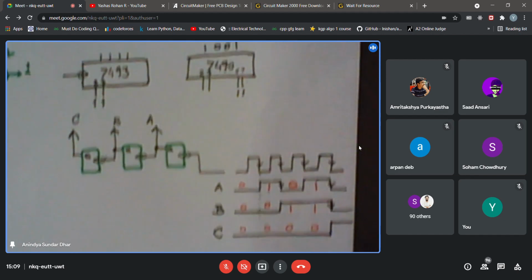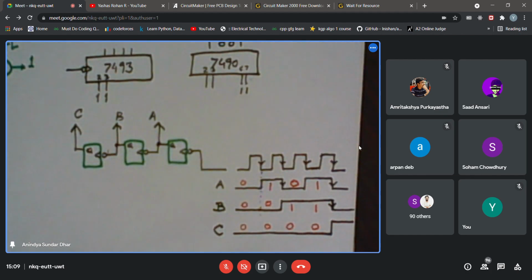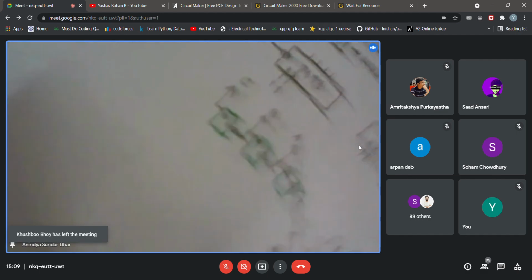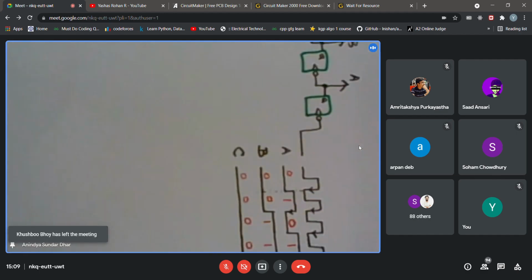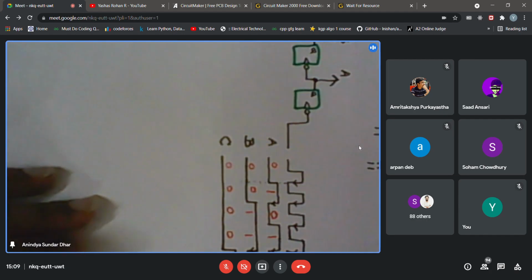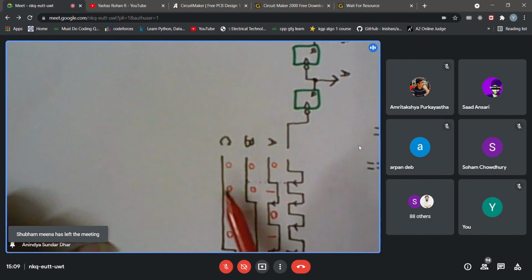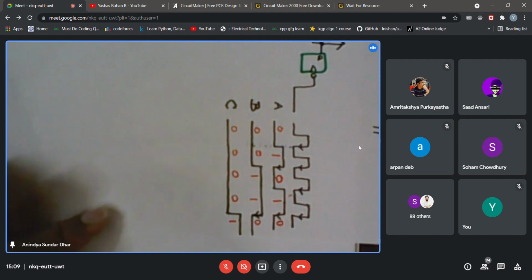So what is the pattern? If I just rotate it by 90 degrees, then I find that it is nothing but the same counting sequence, whatever we were writing earlier with that ABC. It is 0 0 0, 0 0 1, 0 1 0, 0 1 1, and so on. Now finally it is becoming 1, 0, 0. So it is counting like this.